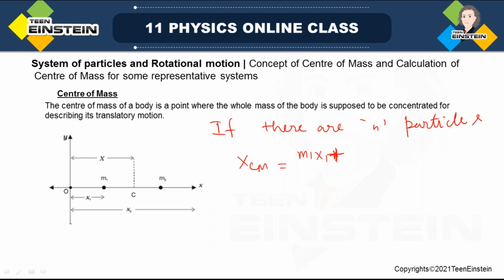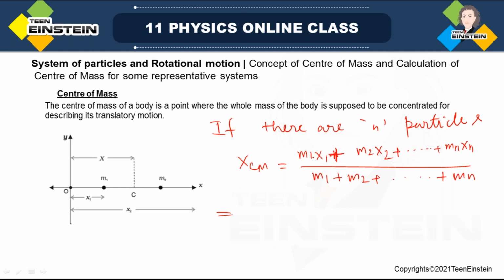This is called mass moment. Mass into distance is called mass moment. Then m2 x2, like that it will go up to mn xn. In the denominator, as I was doing m1 plus m2, now I have to sum all the masses up to mn.